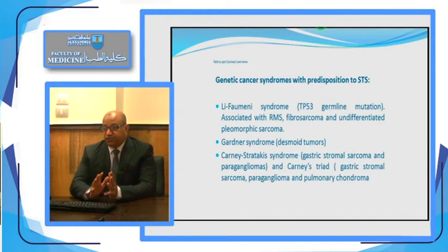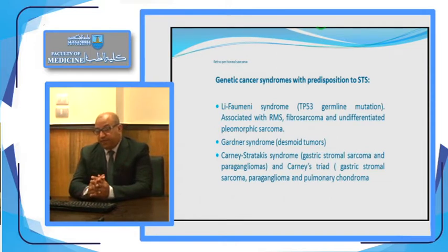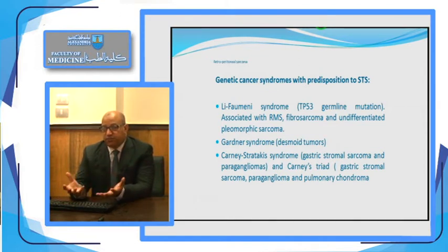We have genetic cancer syndromes which predispose to retroperitoneal sarcoma or soft tissue sarcoma in general. The first and the most important is Li-Fraumeni syndrome, which represents a mutation in the TP53 germline. The TP53 is the most important tumor suppressor gene in the human body. When it is mutated, many tumors will arise.